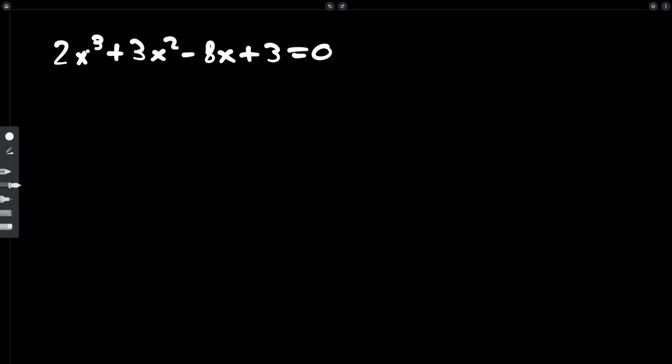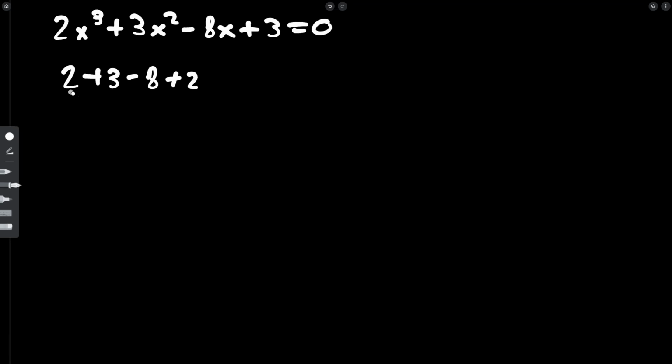So here, 1 cubed is 1, 2 times 1 is 2, x squared is 1, 3 times 1 is 3, x equals 1, so 8 times 1 is 8. It all stays the same. So we have 2 plus 3 minus 8 plus 2. Here we have 2 plus 2 is 4.